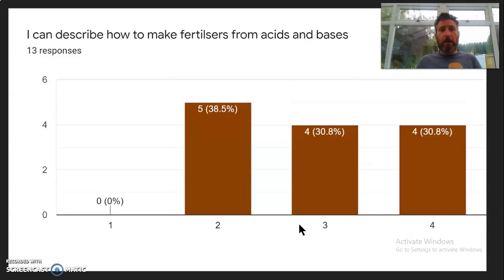Okay. How we make them from acids and bases. Apologies for the spelling mistake. If you don't know, I'm not bothered. I'm not going to go through it today because we're going to do it again in Module 7. We haven't done acids and bases. Fertilisers are salts. So we're just going to look at how we make salts from acids and bases later. This will become much clearer then.